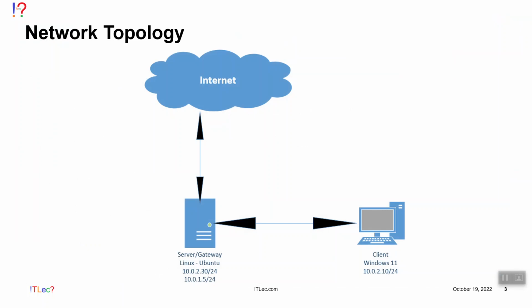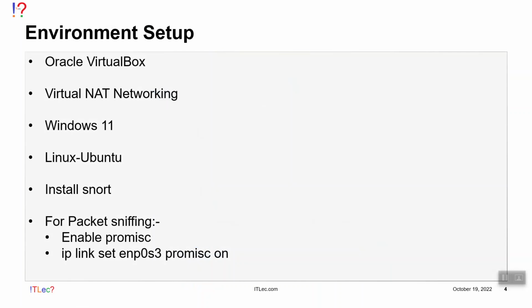The first one is the Linux gateway, and the second is Windows 11. Linux and Windows are using the same network, and the internet is using another subnet to connect. So the server has two interfaces. So here's the environment setup.